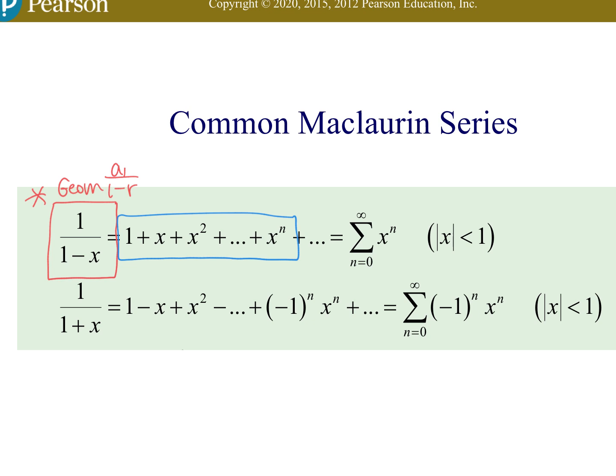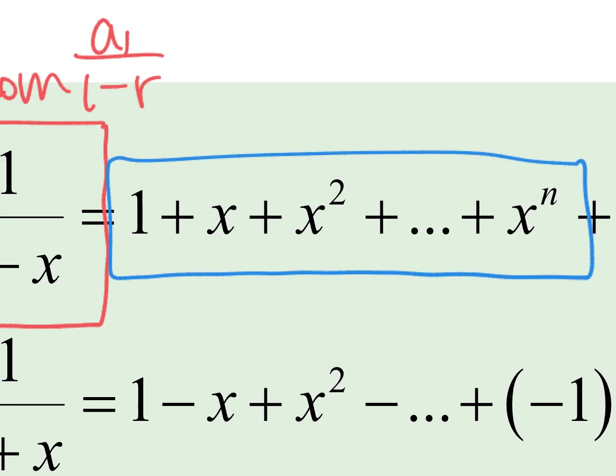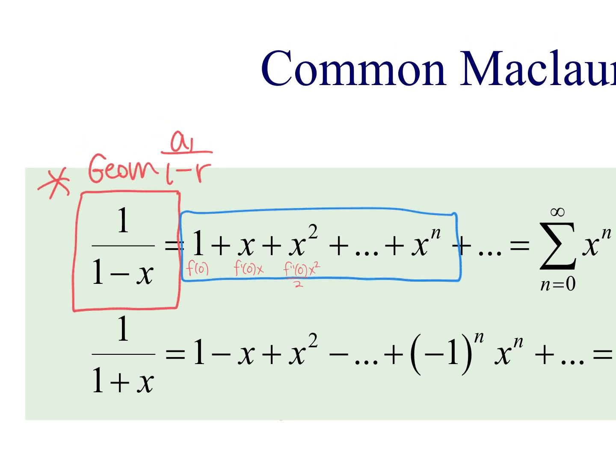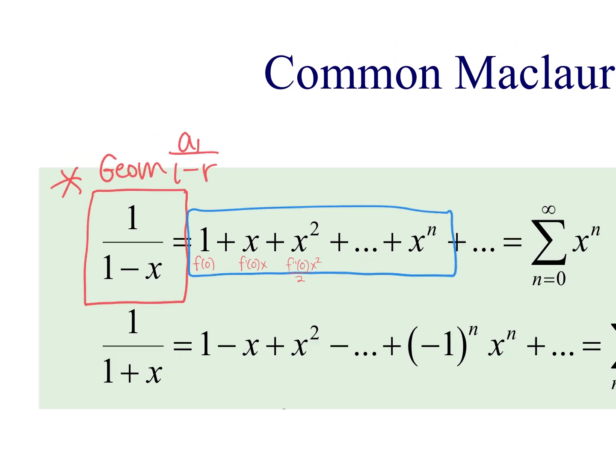The reason that is the sum is because of the proof of Taylor series with all the derivatives lined up. So if you actually do it, this part here is f of 0. This part is f prime of 0 times x. This is f double prime of 0 times x squared over 2, and so on. If you work all that out, that is why the geometric series has the sum that it does.